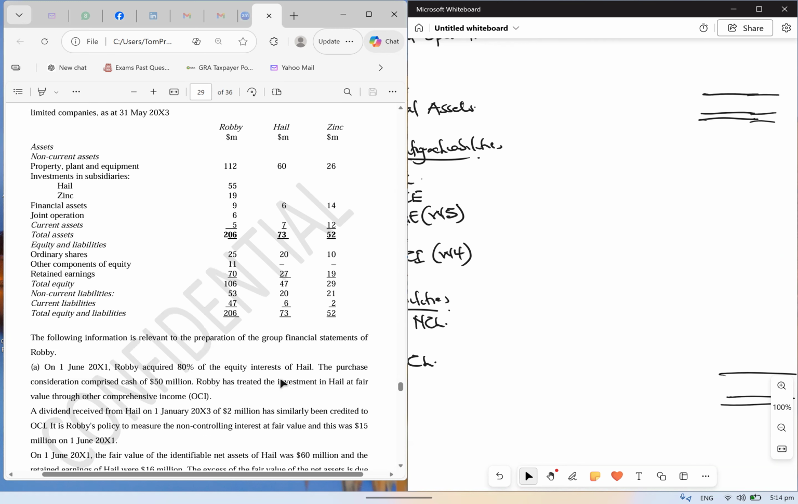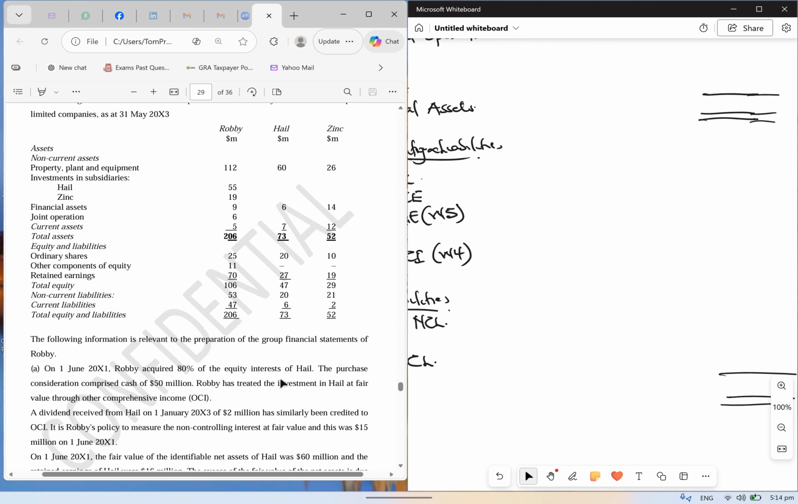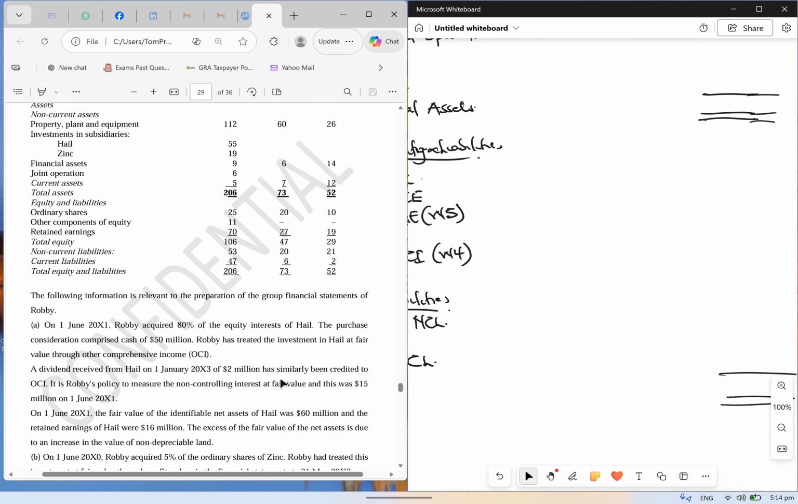All right. Now you read the question, then you see what is in it for you. It says the following information is also relevant. On 1 June 20X2, Robbie acquired 80% of the equity interest of Hale. The purchase consideration was 50. Now, anytime you are reading a question, always check here. It's 55 here. Now it is 50 here. So it means there is something that has happened. Always be monitoring those things.